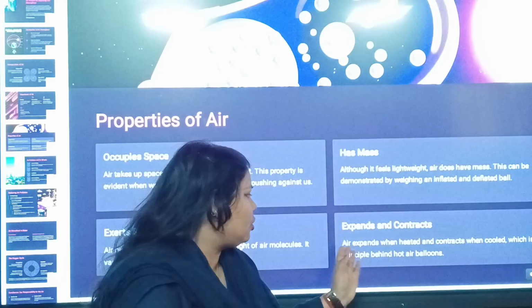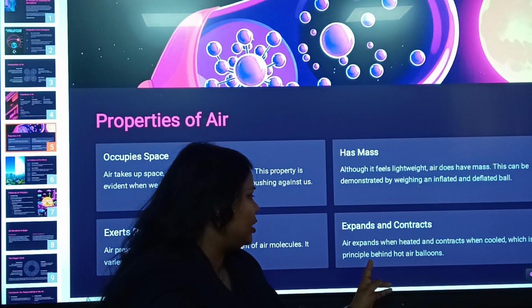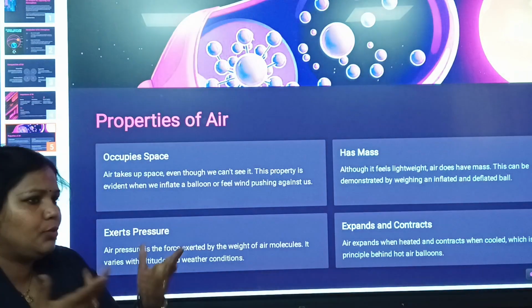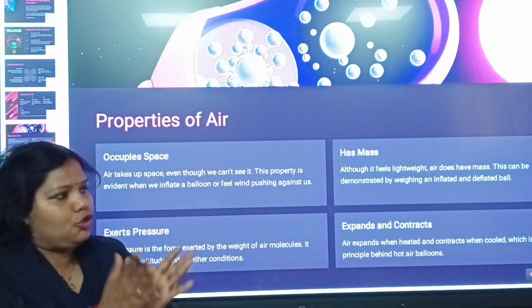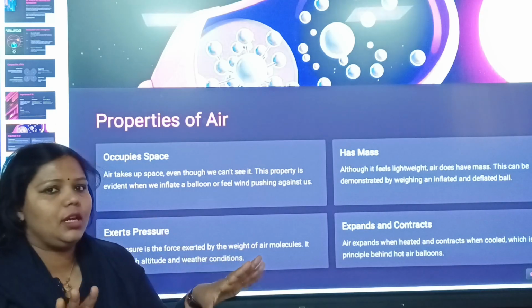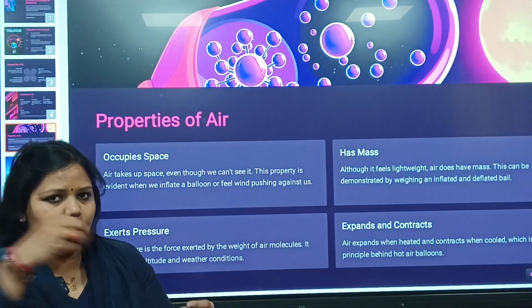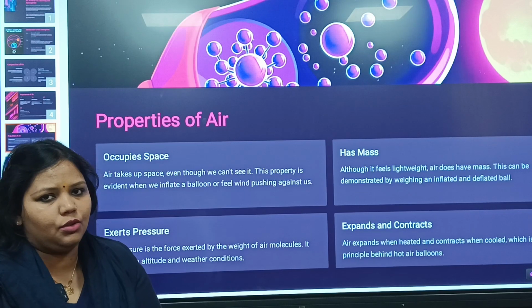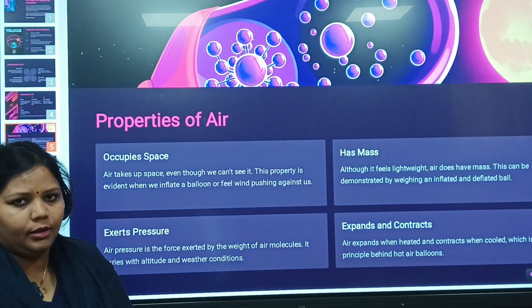Now comes expansion and contraction. Air expands when heated and contracts when cooled, which is the principle behind the hot air balloon. As we can see, when we blow the balloon, the size gets bigger, so it means expansion is there. The balloon is expanding, and contraction is when the air is let out. So these are the properties of air.